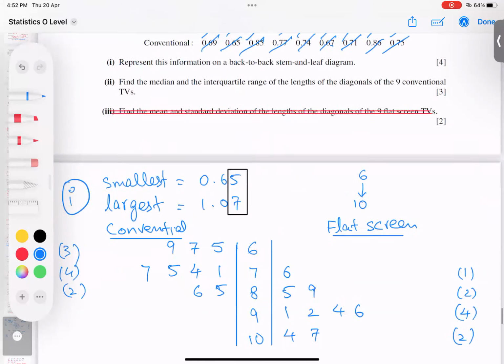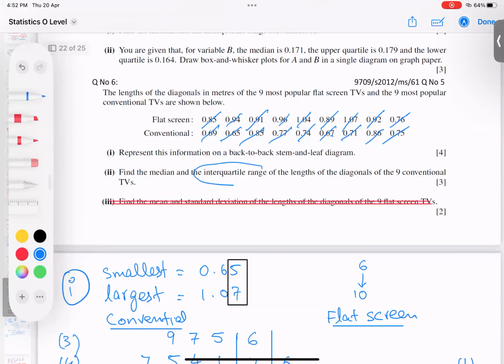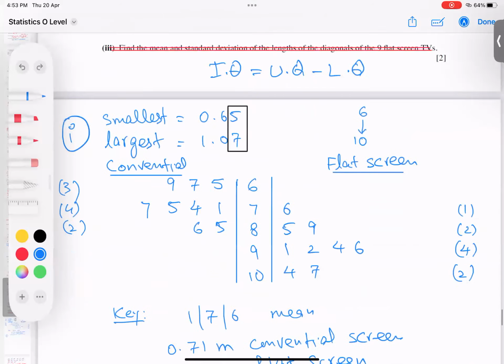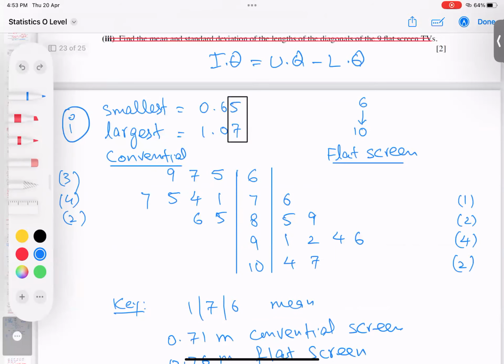Let's go for part number two. It is asking for the interquartile range. And what is the interquartile range? Find the upper quartile, find the lower quartile, and then subtract them. It's called the interquartile range. Of course, we need the median also. And for only what? Conventional TVs, no others. So he wrote the conventional. So we will concentrate only on the conventional screen.